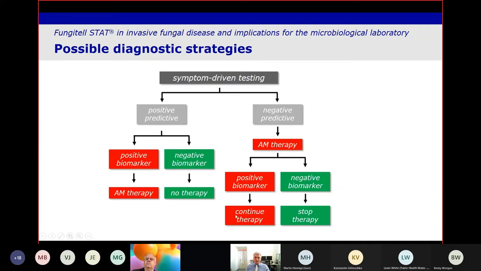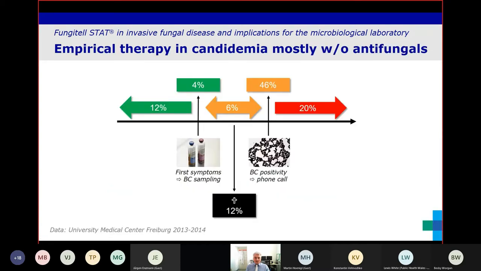And this is probably the approach that is most favored by many clinicians at the moment, and also microbiologists. Is it really necessary to do symptom-driven testing, or is empirical therapy sufficient?